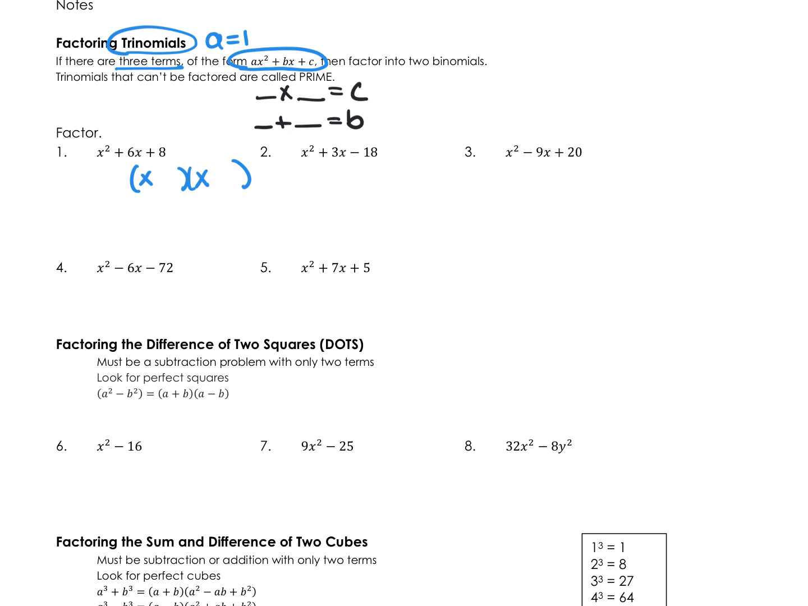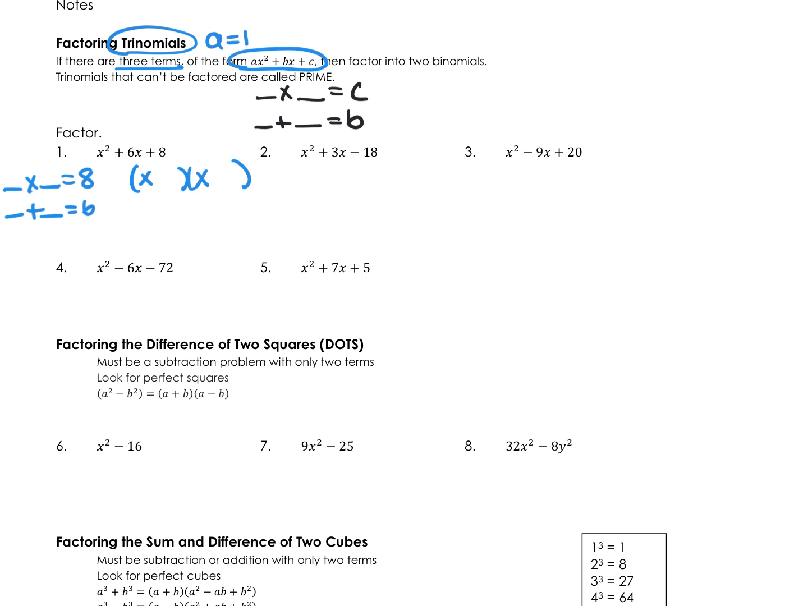So then all we have to do is figure out what these 2 numbers are for your factors, and that's why we're going to look for this. We're going to look for 2 numbers that multiply together to get c and add together to get b. So for this problem here, we're going to look for 2 numbers that multiply together to get what? What's our c for problem number 1? 8. And we're going to look for 2 numbers that add together to get the middle term number. So for this one, that's 6.